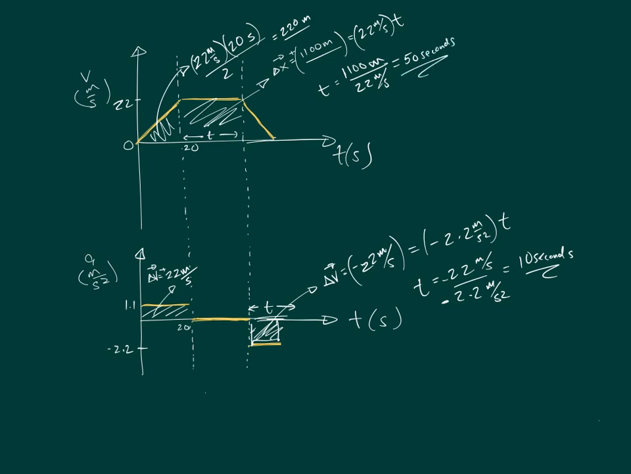All right. So 20 plus 50 is 70. So that means this is 70 seconds, right? And then I have another 10 seconds to slow down. So now we're talking about the 80-second mark at the end when I'm stopped, right? So now I've got a lot of good stuff here.